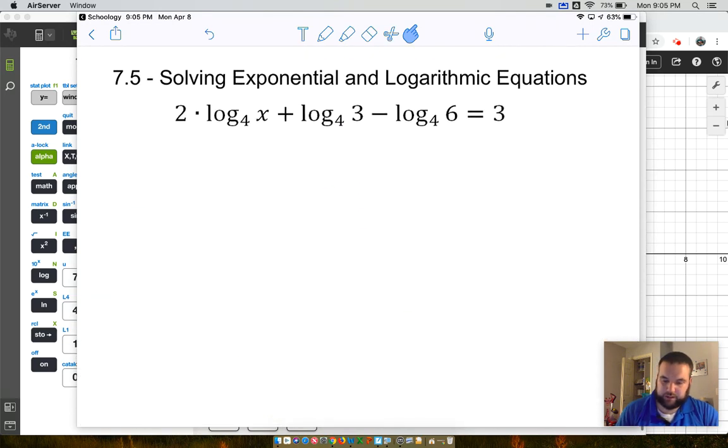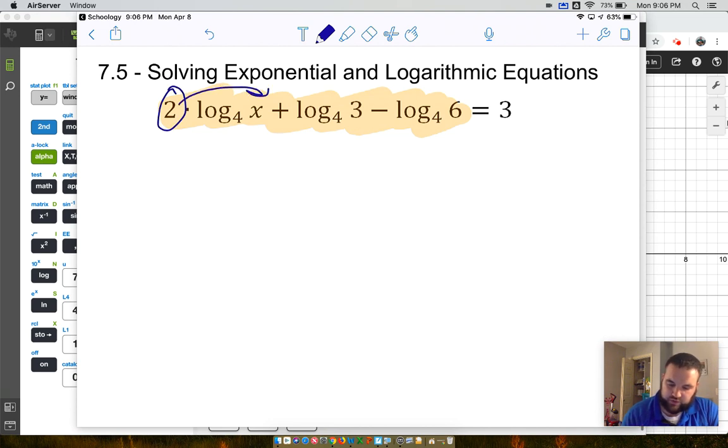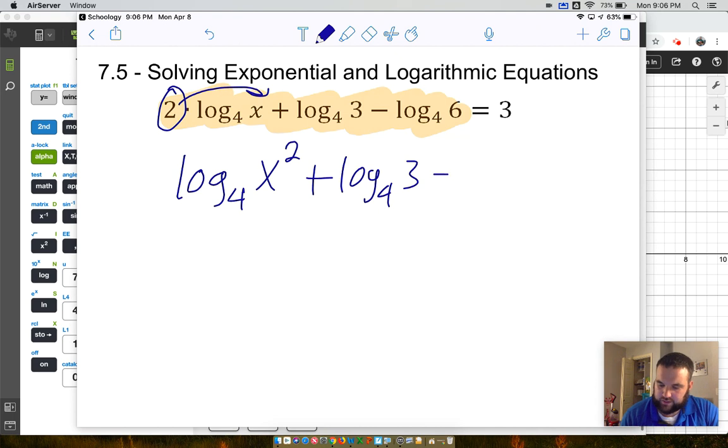Finally, we'll wrap this up. How do I solve a logarithmic equation if I have multiple logs in it? The first thing I need to do is concern myself just with the left side of this equation. I can't solve this if it's multiple logs, so I need to first use what we learned from 7.4 to condense this down into one log. So I'm going to take the 2 and send that up top. So this is log base 4 of x squared plus log base 4 of 3 minus log base 4 of 6 is equal to 3.